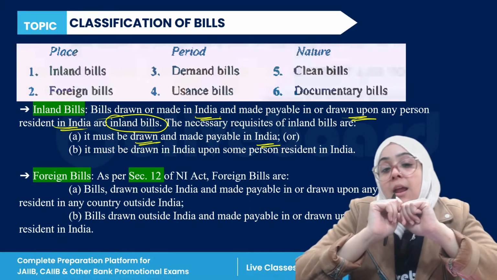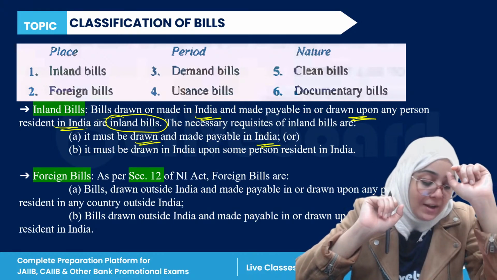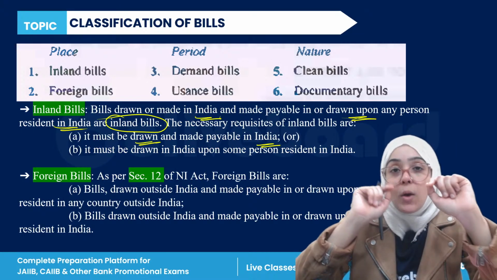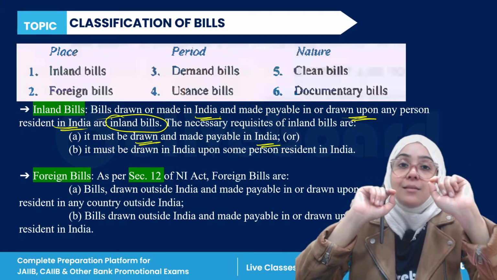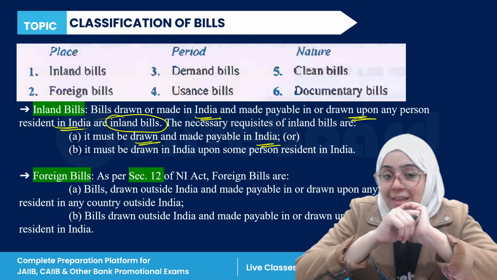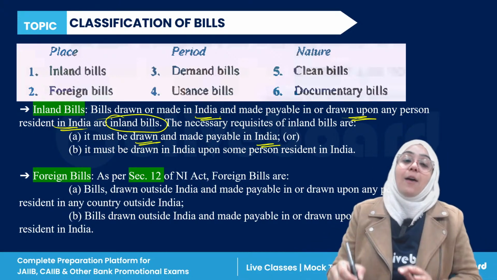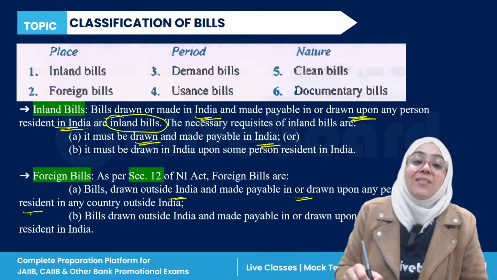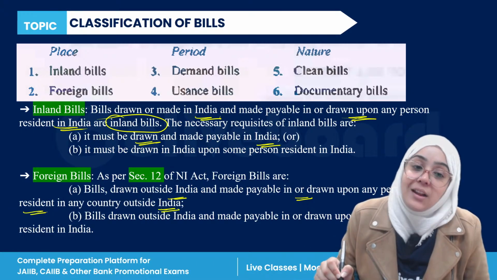There is a foreign bill. Now, Section 12 of the Negotiable Instruments Act defines the foreign bill. What does Section 12 say? Bills drawn outside India and made payable in, or drawn upon any person resident in, India or outside India.